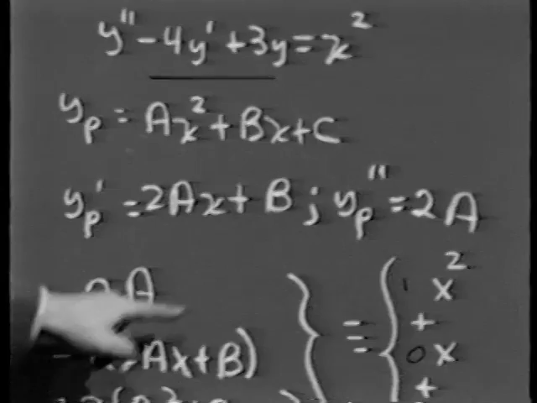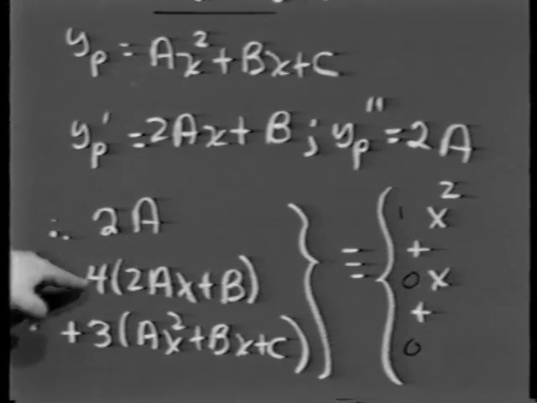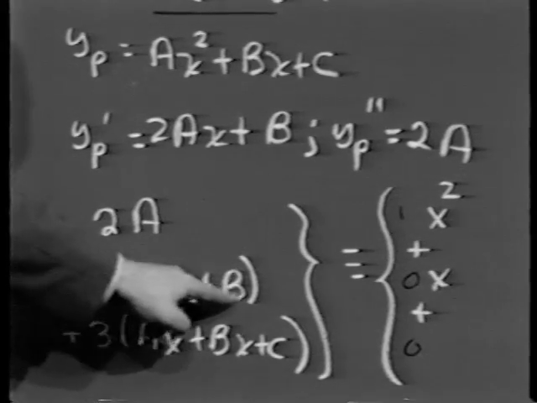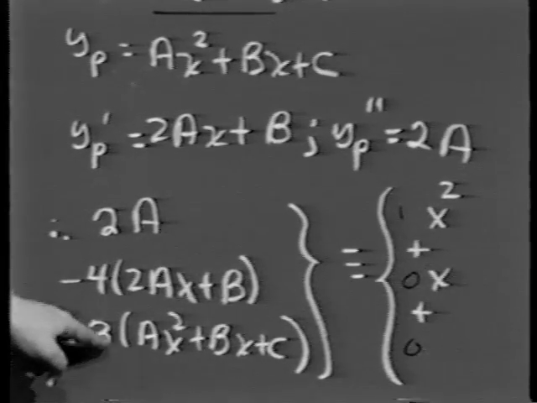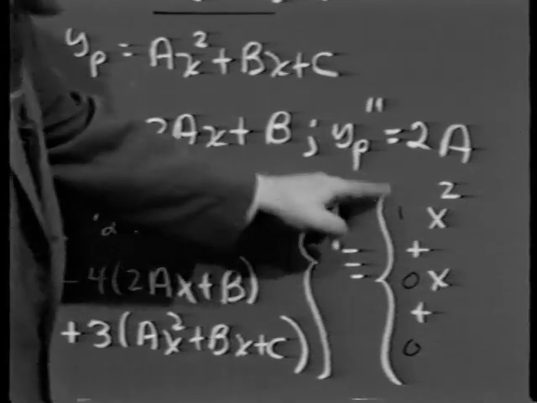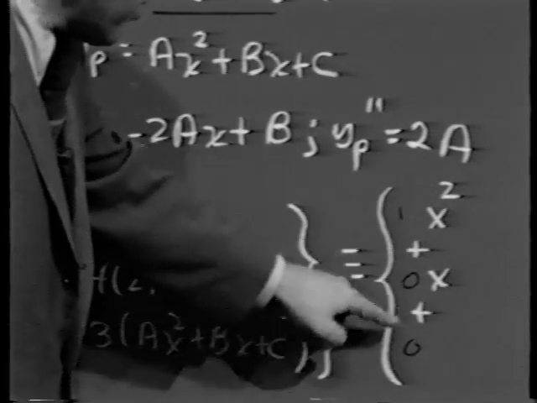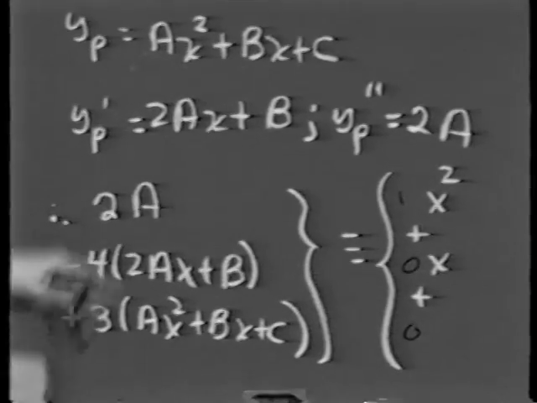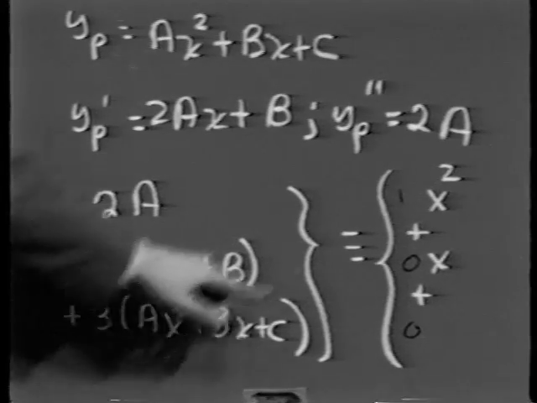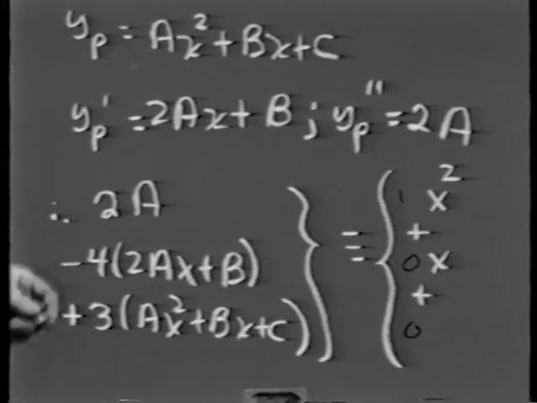we wind up with the undetermined coefficients a, b, and c having to satisfy the identity 2a minus 4 times the quantity 2ax plus b plus 3 times the quantity ax squared plus bx plus c has to be identically equal to x squared, which means 1x squared plus 0x plus 0. Now, the only way that two quadratics can be identically equal is if they're equal coefficient by coefficient.